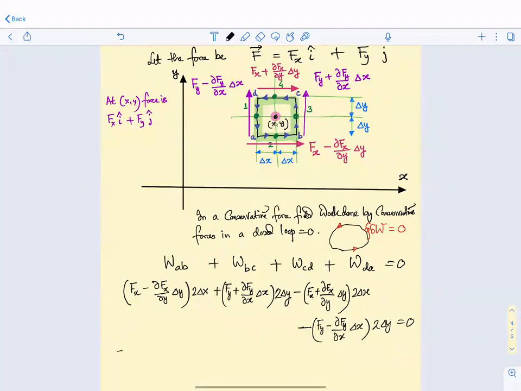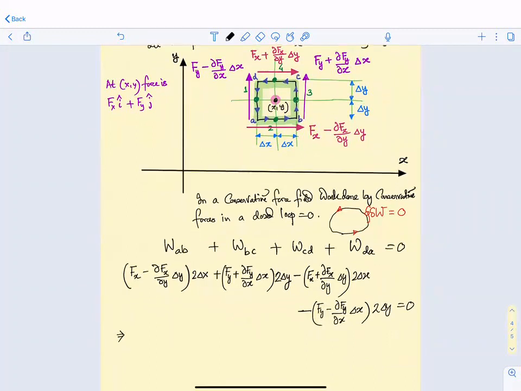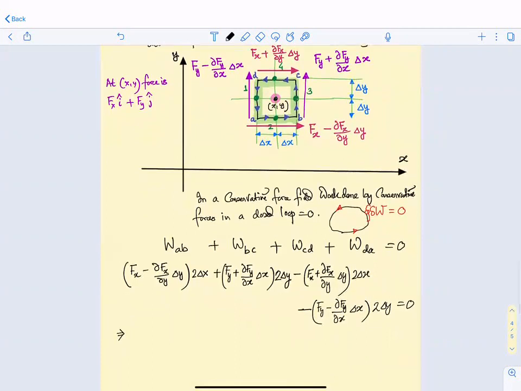Therefore, after simplifying, what do you get? There you see, fx, this thing will cancel out actually, no? This thing will cancel out. See, this fx times 2 delta x and minus fx times 2 delta x, and fy times 2 delta y and again fy times 2 delta y, this will cancel out.